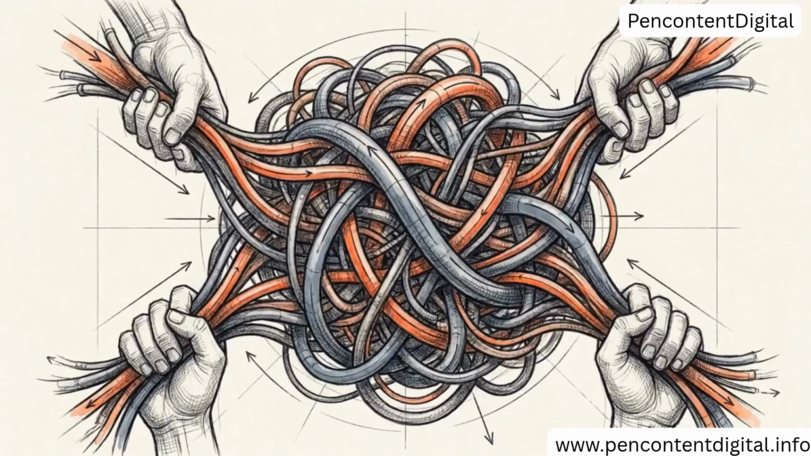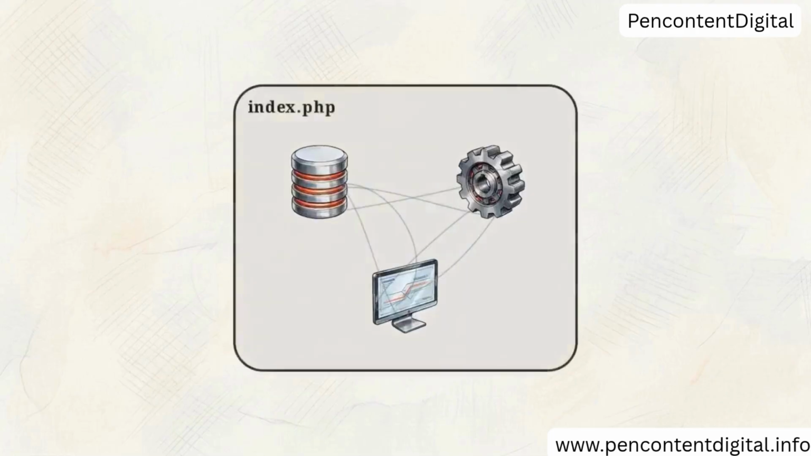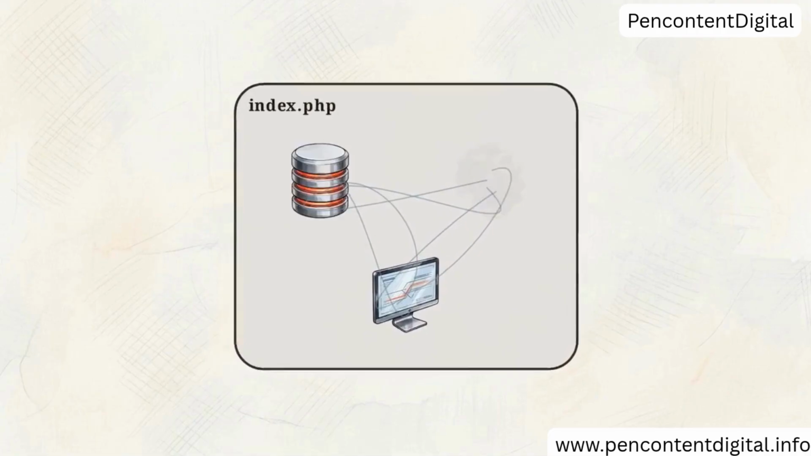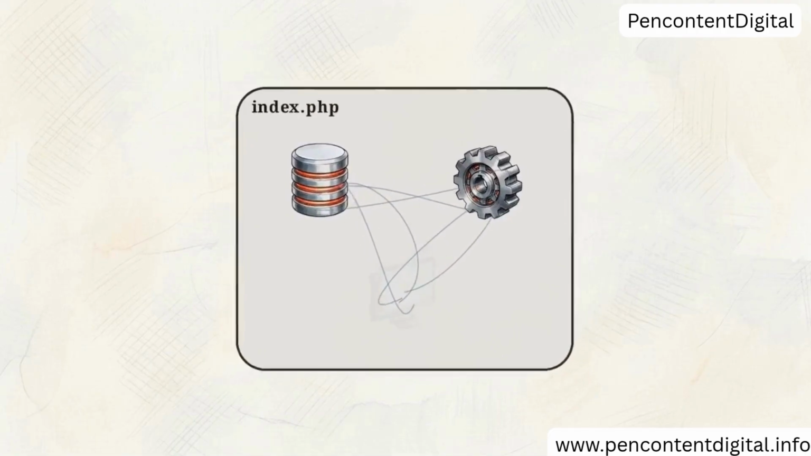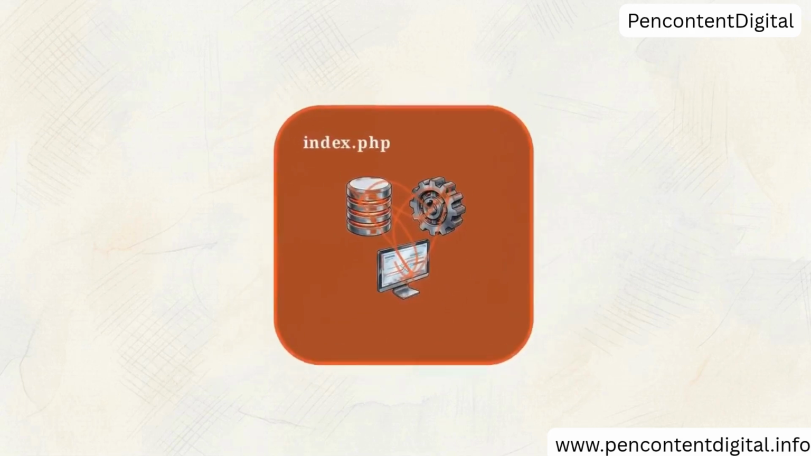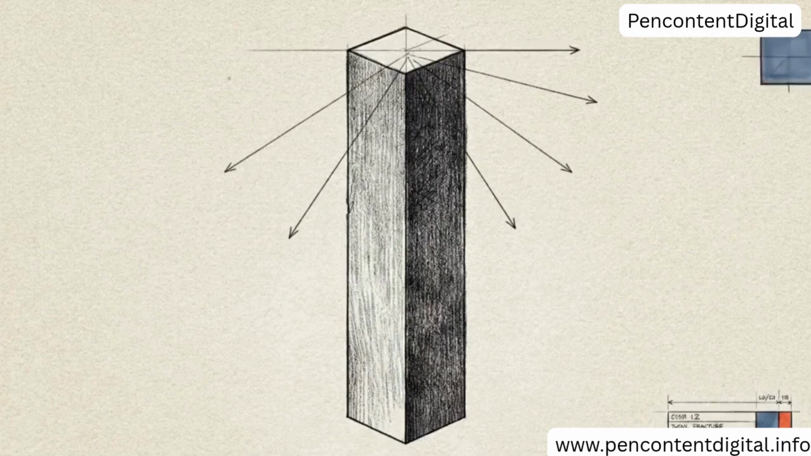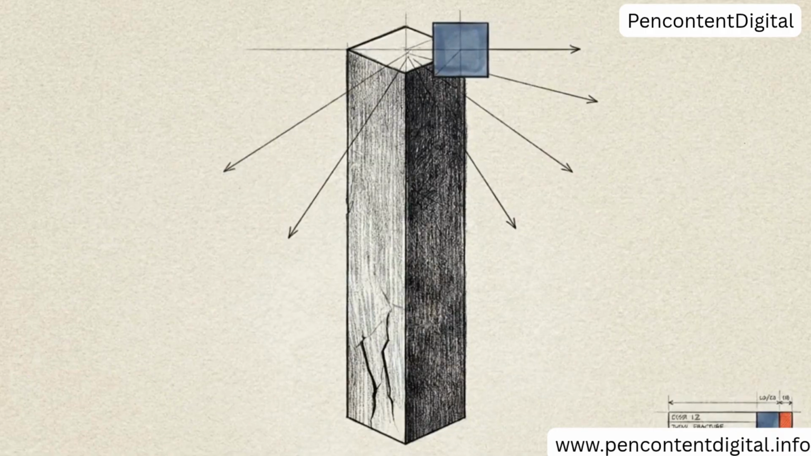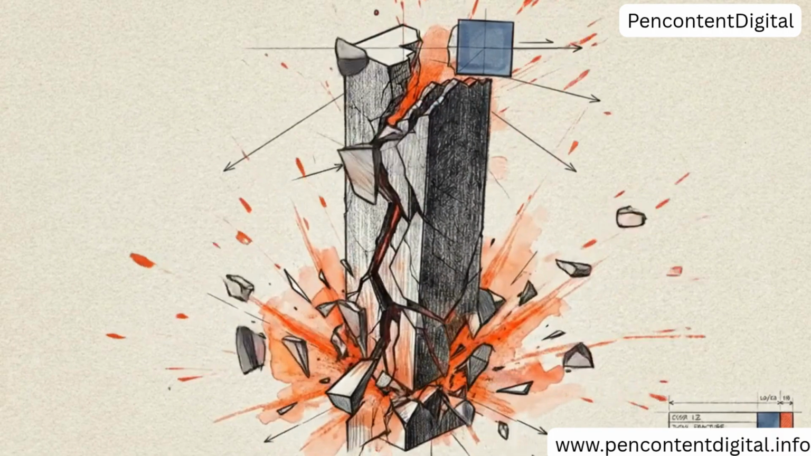Without strict boundaries, logic and presentation become knotted together in a way that is difficult to untangle or maintain. The breaking point often occurs when database queries, application logic, and user interface rendering are forced into a single script. This creates a brittle monolith, where a single change to the UI can inadvertently break the database connection.